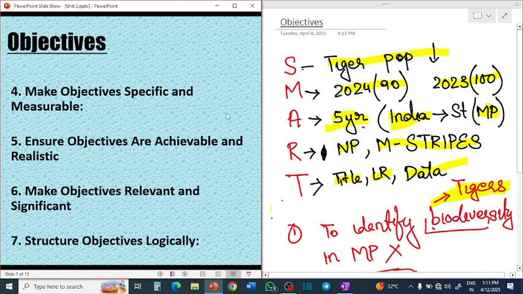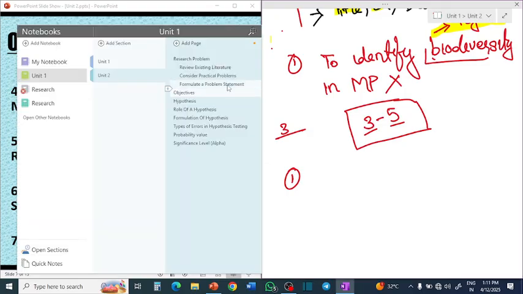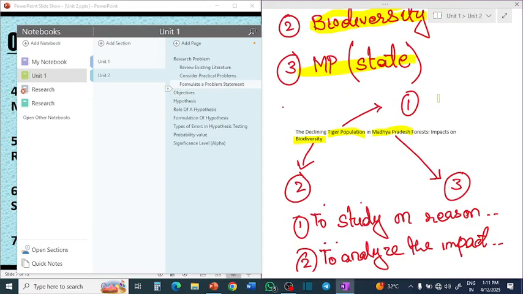Then we will see the same things. Make objectives specific and measurable. Objectives should be achievable and realistic. Make objectives relevant and significant to that particular topic. And you have to structure your objectives logically. So let's go to the previous part to understand this.